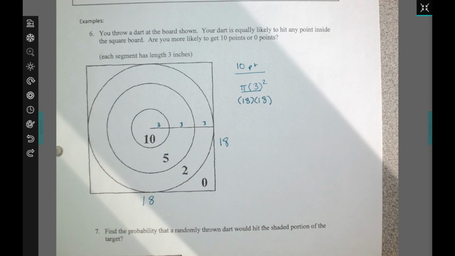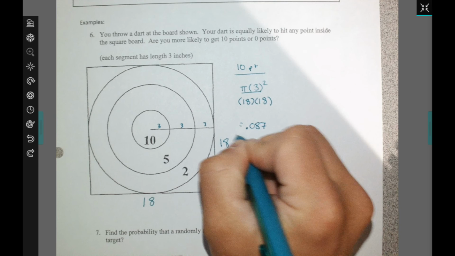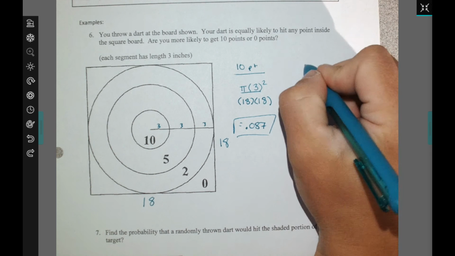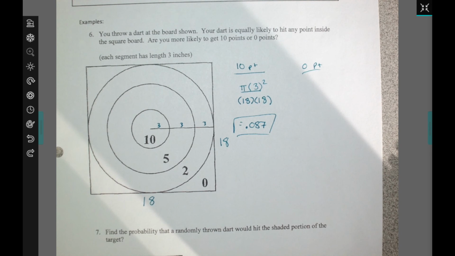So you go ahead and plug that in your calculator. You've got pi times 9, and then we're dividing by 18 times 18. And it's going to give me a probability of 0.087. You can go ahead and find the probability of landing the 0 point on your own, and then compare the two.